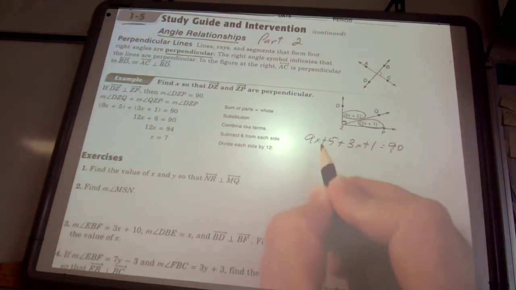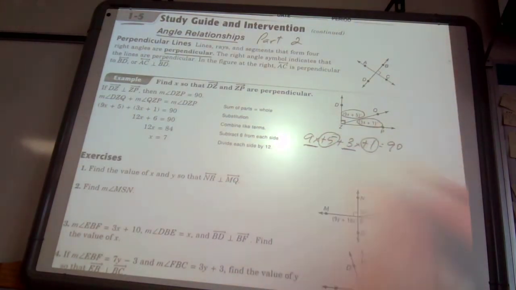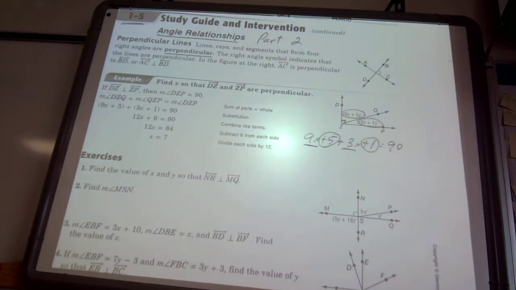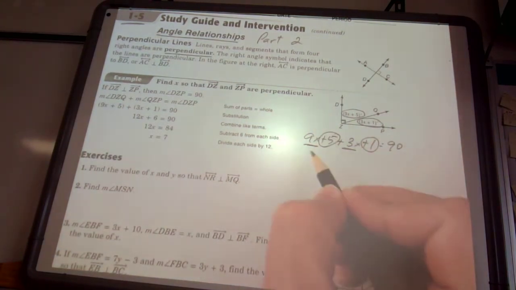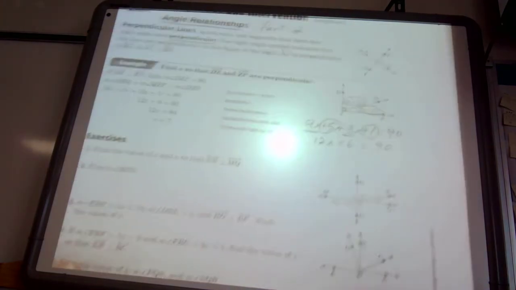All right, here we go. Combine like terms. I always like to use different marks, like I'll underline like terms, circle the constants maybe, or put a box around it, or a triangle, something to separate. Combine your like terms. Simplify the problem first. 9x plus 3x is 12x. 5 plus 1 is positive 6, equals 90. There's our algebra, right? Should be in good shape.